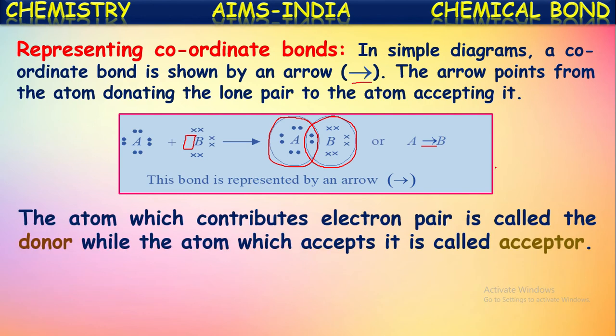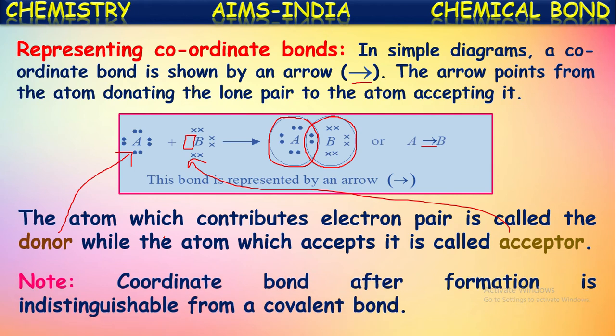The atom which contributes the electron pair is called the donor, and the atom which is accepting that pair of electrons is called the acceptor. See, in the formation of this molecule AB, A is donating its pair of electrons, so it is called the donor. So the atom or molecule which is donating its pair of electrons for the formation of a dative bond is called the donor, and the atom which is accepting that pair of electrons is called the acceptor. So here B is called the acceptor. Okay, we have to note one more point here.